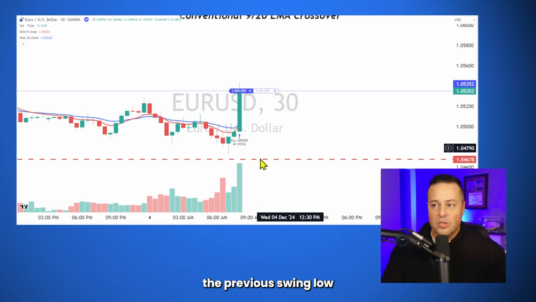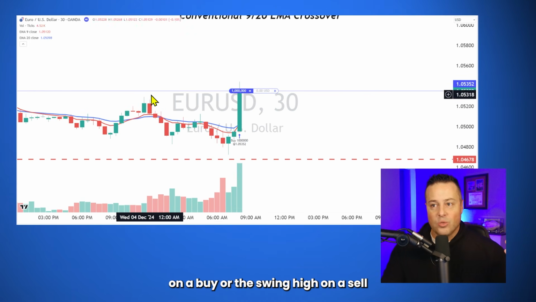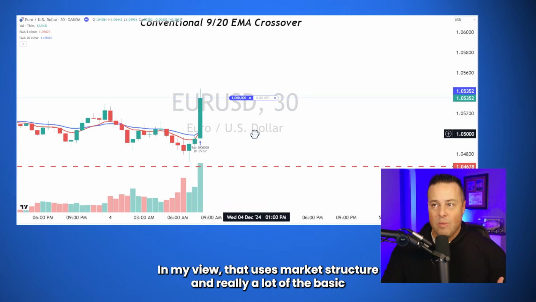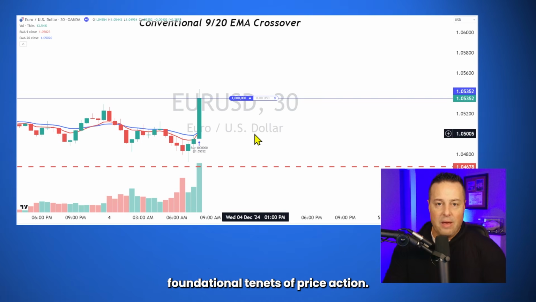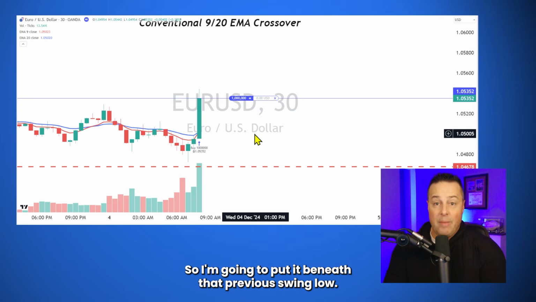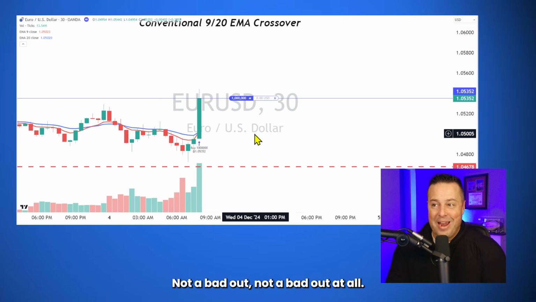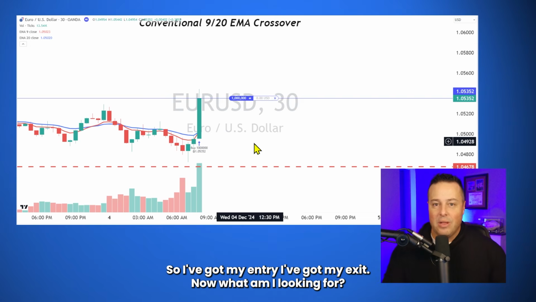The previous swing low on a buy or the swing high on a sell is a pretty darn good stop loss. In my view, that uses market structure and really a lot of the basic foundational tenets of price action. So I'm going to put it beneath that previous swing low. Not a bad out at all. So I've got my entry, I've got my exit. Now what am I looking for?